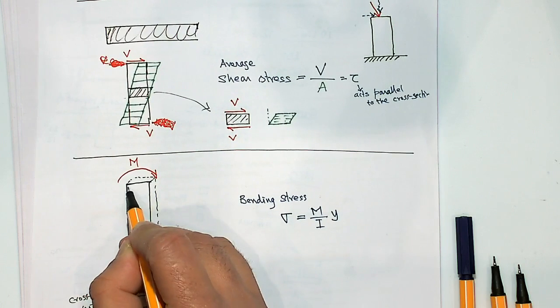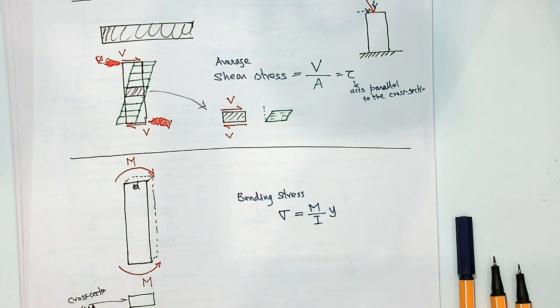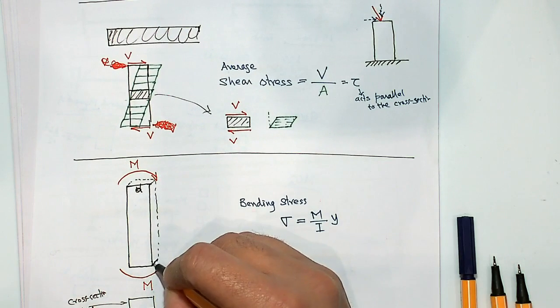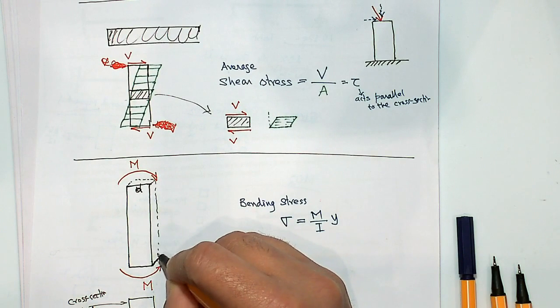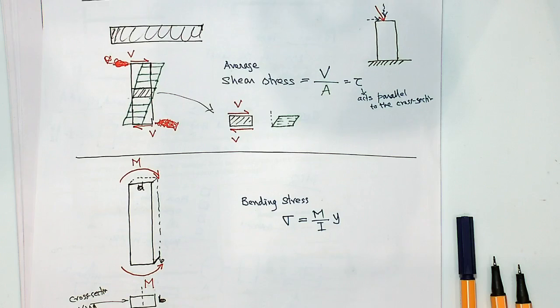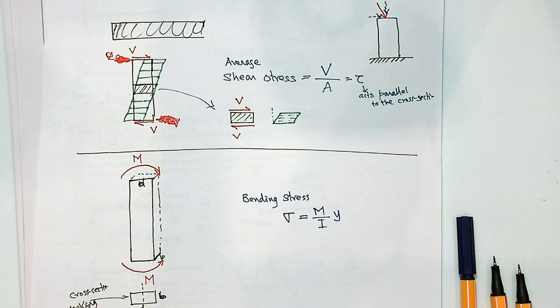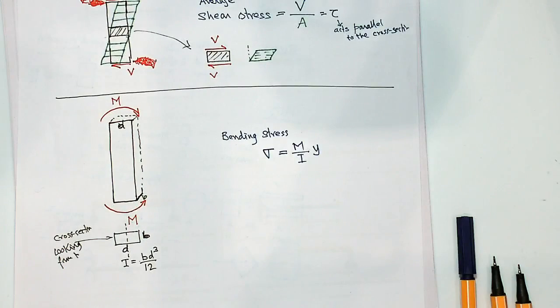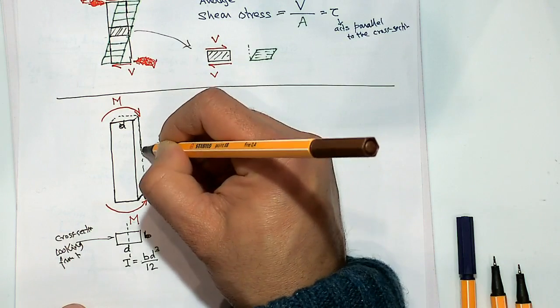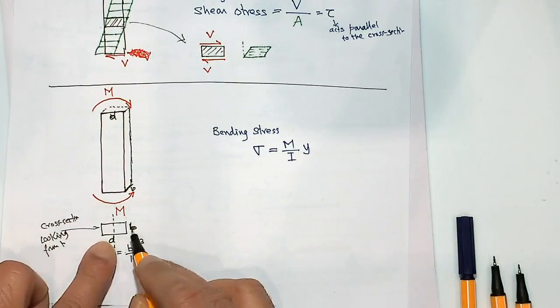Let's say this dimension is B, or rather say D here. So this dimension is D, and this side is B. It is bending about this axis. So I, the second moment of area about this axis, is B times D cubed over 12. So this dimension is B and this dimension is D. If you look from the top, this is the cross-sectional area.